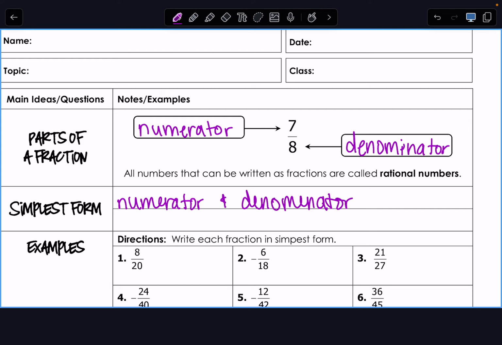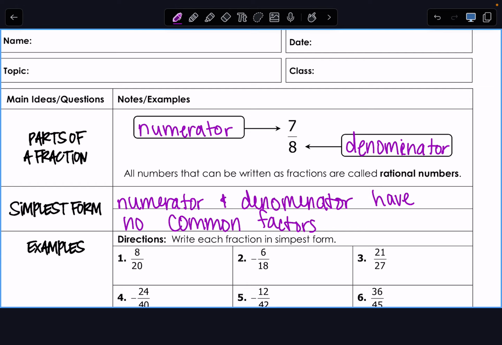Man, I can't spell, guys. I'm sorry. Have no common factors is what we're going to say. Okay? No common factors. That means that they both don't have the same number that can divide into them.